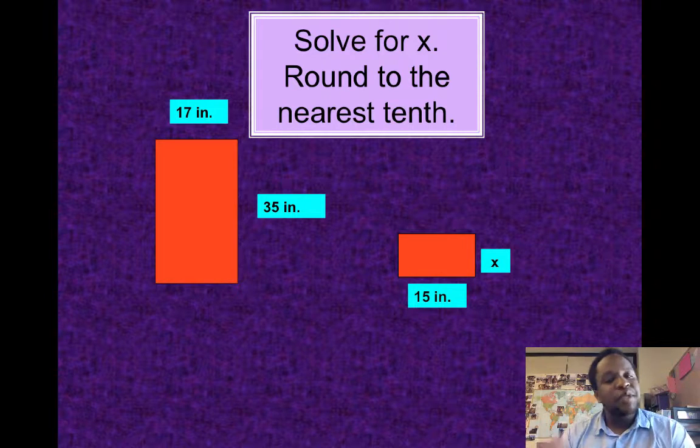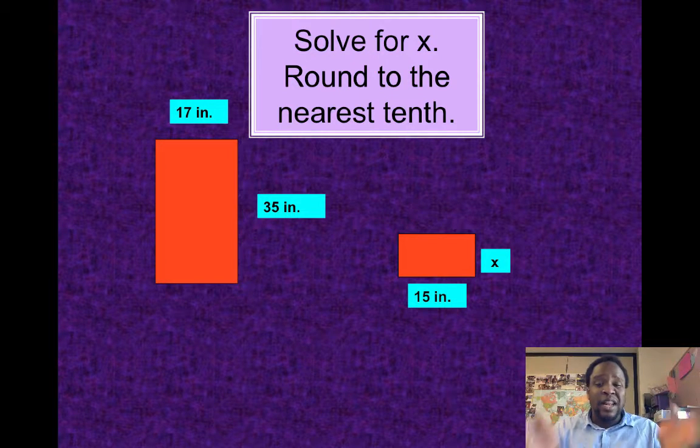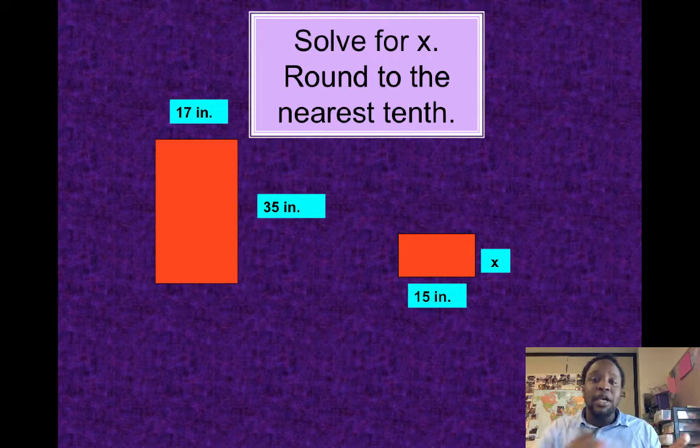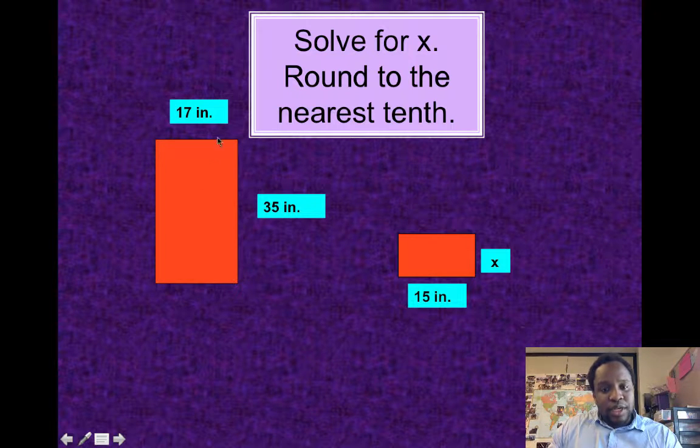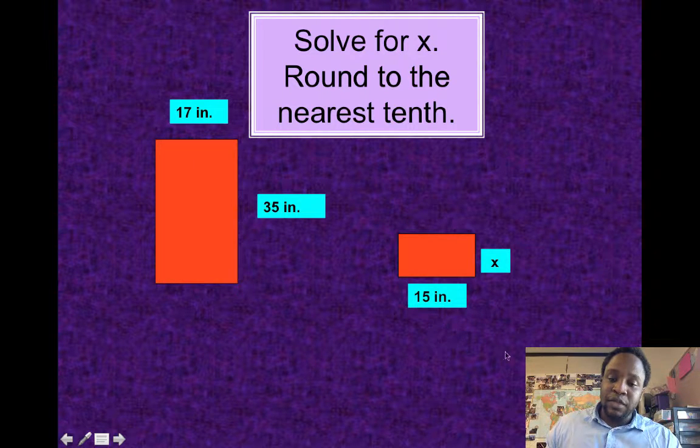So when we have similar polygons, it's important to make sure that we are getting the correct corresponding sides. It's not always going to be like, oh, the right side is the right side and the left side is the left side. Sometimes the shape might be rotated or reflected, and we have to be mindful of which sides are corresponding. So here, 35 inches is the long side and 17 inches is the short side of this rectangle. And here 15 inches is the long side and x is the short side. So let's make sure that we put the corresponding long sides of the rectangle over each other.